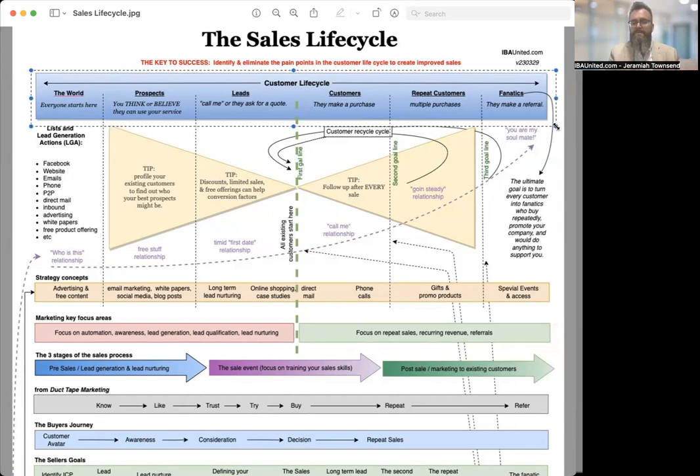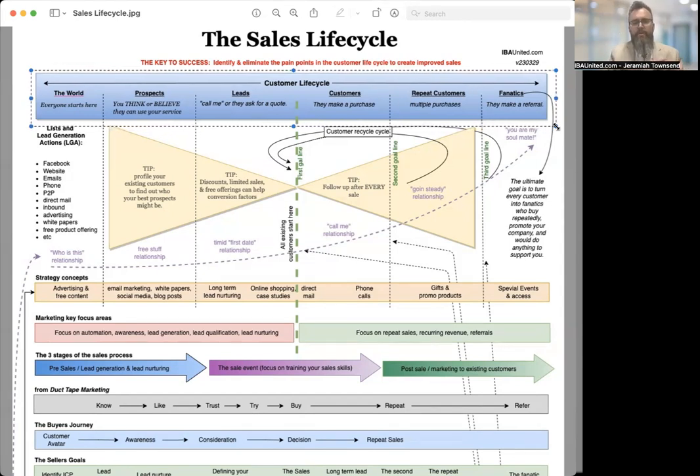And then once they go from being a prospect to a lead, that's when you can start doing more long-term lead nurturing, where you're sending regular emails. Maybe they signed up for a white paper. Maybe they're part of a social media profile or a following. This is where leads start to qualify themselves. To get past every stage here, they have to qualify themselves.